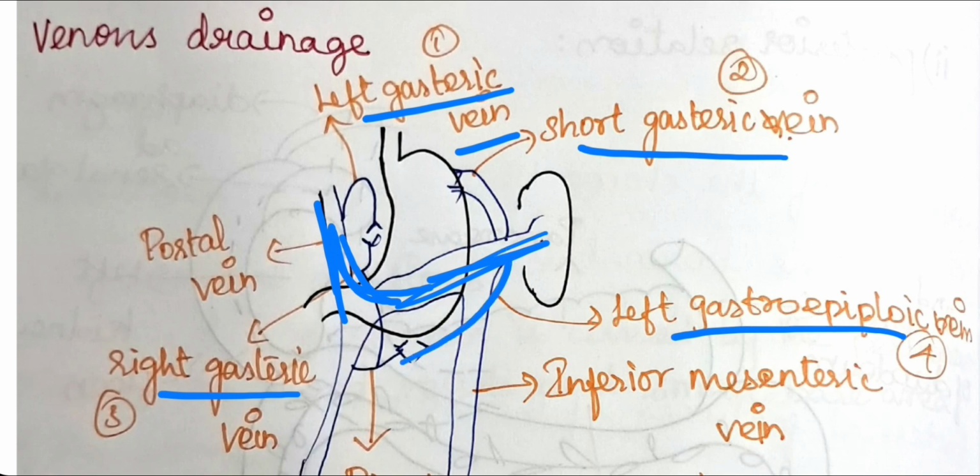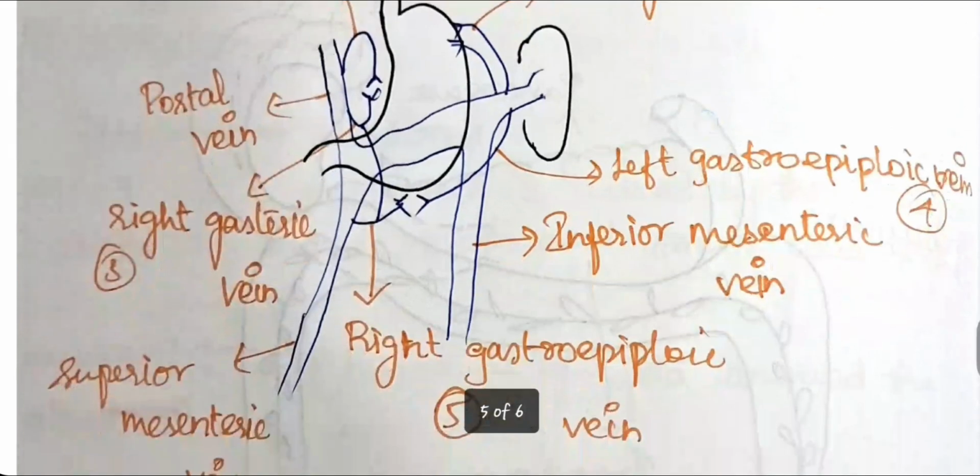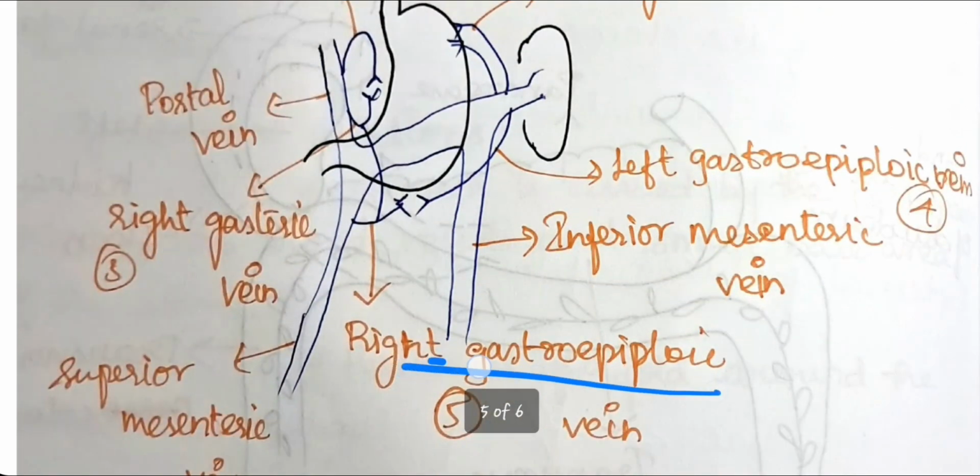And coming to the right gastroepiploic vein, which is a branch of the superior mesenteric vein. Okay, so the superior mesenteric vein gives the branch to the right gastroepiploic vein, which drains the blood from the stomach. Okay, these are the 5 veins involved with the stomach.